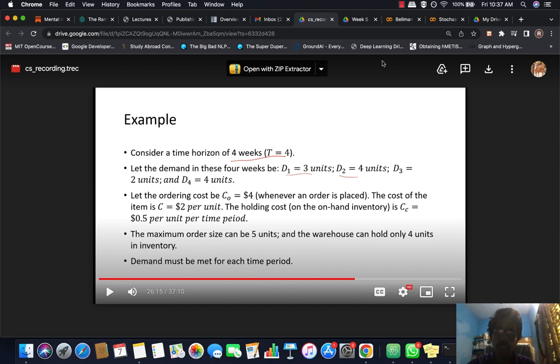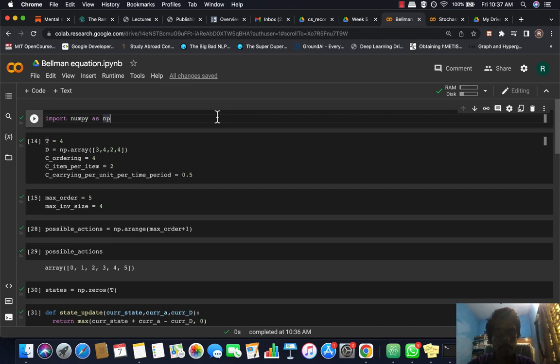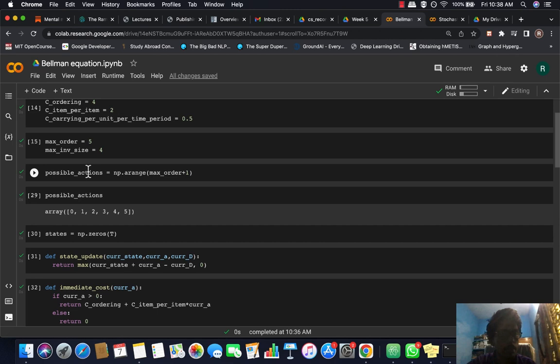We are using the Python NumPy package that performs vectorized mathematical operations. And here we are giving the problem settings. The possible actions start from 0, we can order 0, or we can order a maximum of 5. So that's presented here.